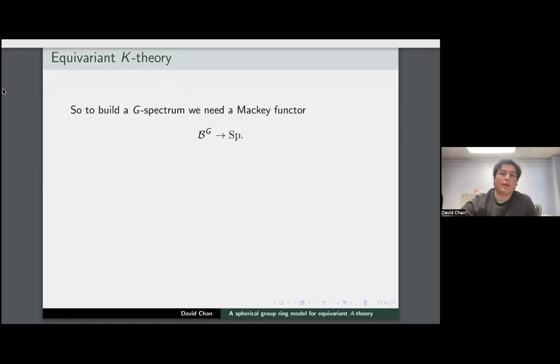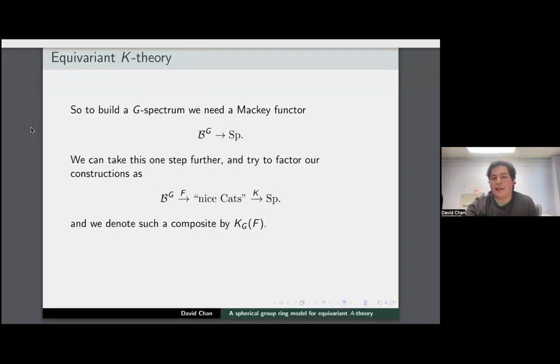Okay. So I want to build a G spectrum. So I need to build a Mackey functor from BG into spectra. And you can take this a little bit further if you only care about K-theory. What if instead of going straight to spectra, I took a pit stop in nice categories? So instead of building F straight from BG to spectra, I build F from BG into nice categories, and then I extend along K-theory to get to spectra. This is still a Mackey functor. And you can denote the composite by K_G of F. So this is the sort of K-theory construction that I want to use going forward.